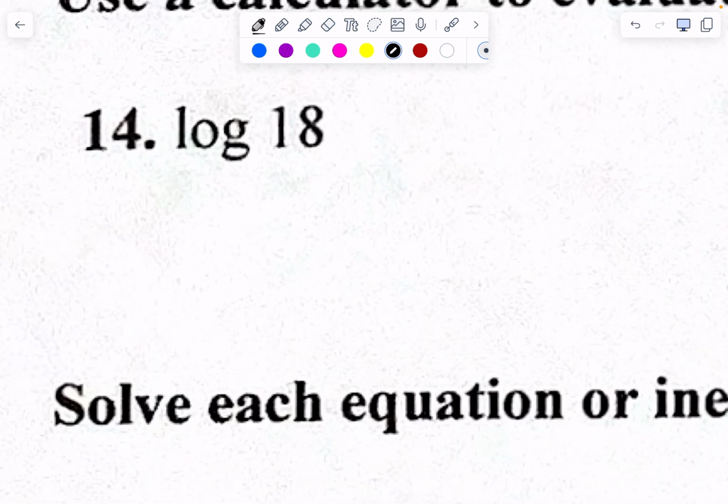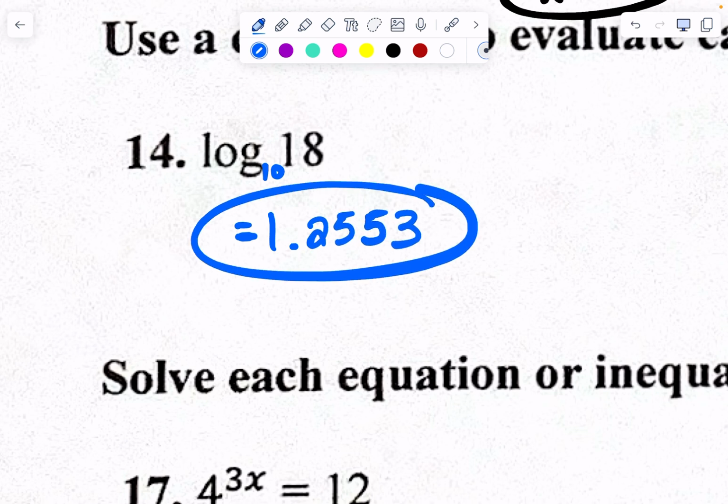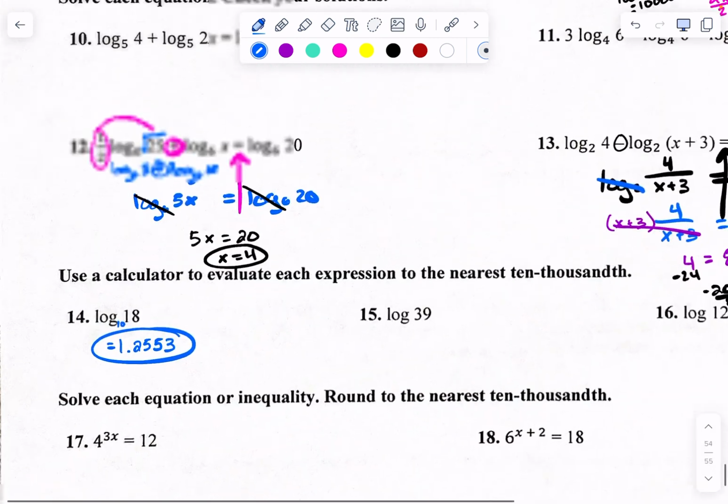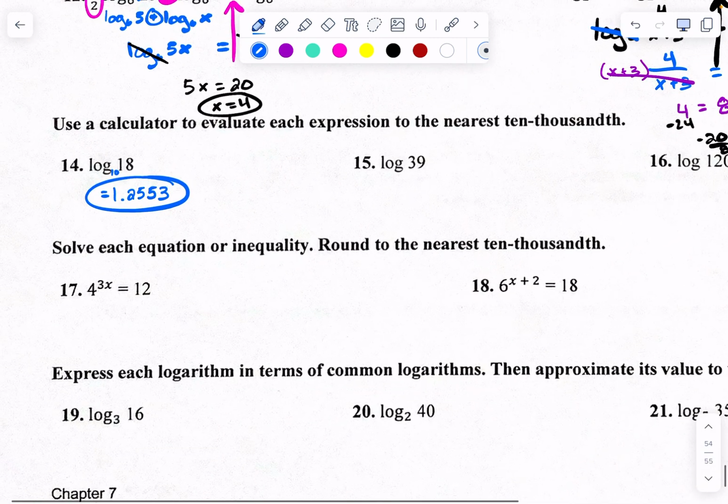14. If there's no base number, what's the base number? 10. Do you have to type the 10 in? No, you just do log of 18 in your calculator. It should be like 1 point something. 1.2553, so 1.2553. You go 4 decimal places when you're writing those down. Okay? So 15, 16, same way. Just type it into your calculator. Those are called common logs.